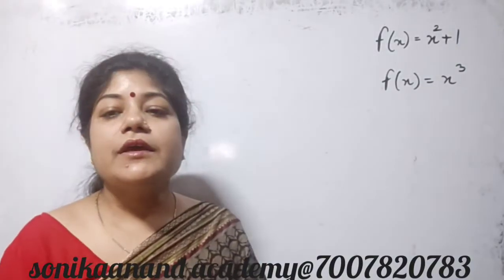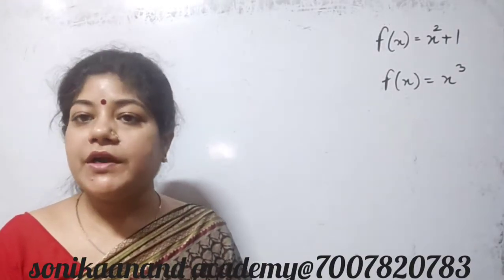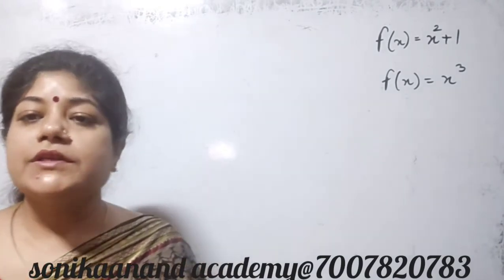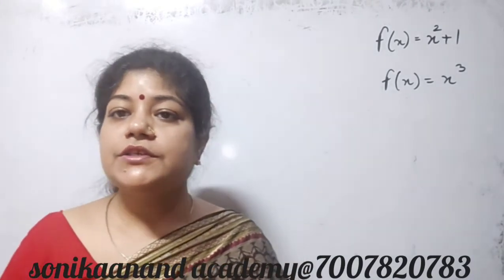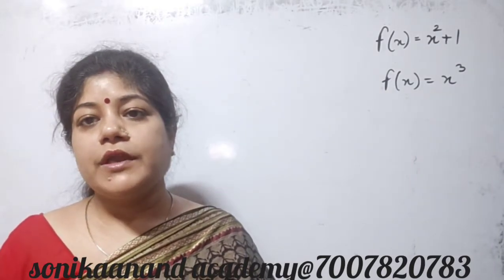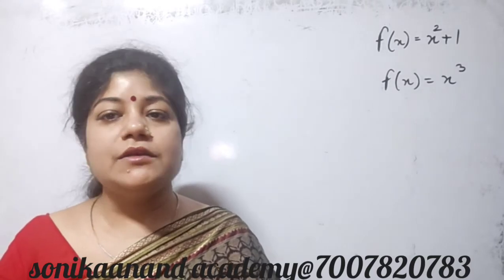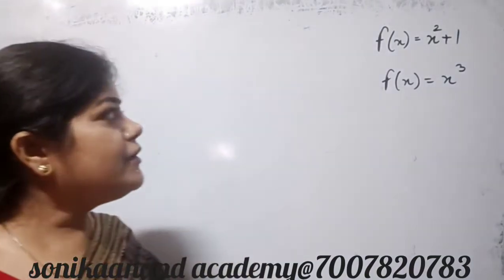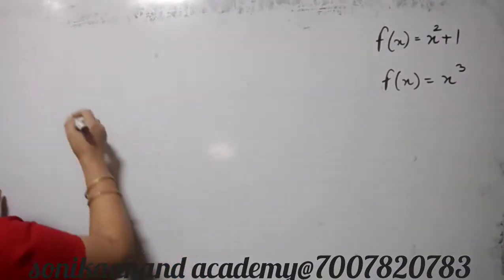Now we discuss here how to show whether a given function is bijective or not. Now what is a bijective function? The function which is both 1-1 and onto. Then it is a bijective function. Otherwise, if it doesn't satisfy that, it is not bijective. Now I am giving you an example by taking some questions.